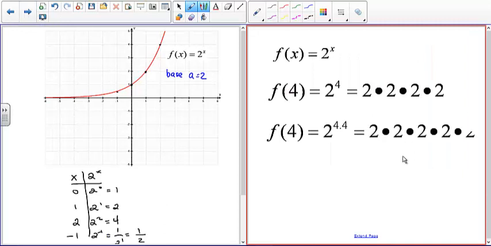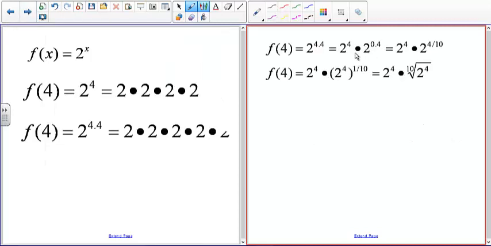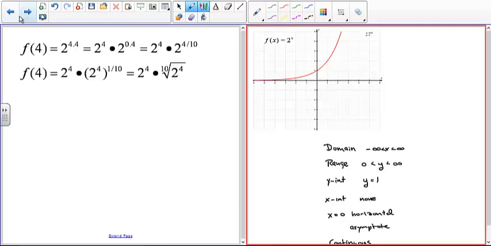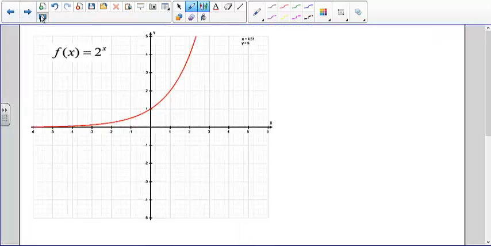Okay, so this is the explanation of what that means. I was trying to make a joke here. You can't just have 0.4 of 2. And this is what I was alluding to earlier: 2 to the 4/10 is the 10th root of 2 to the 4th. Okay, so here's the parent function for the exponential function 2 to the x.